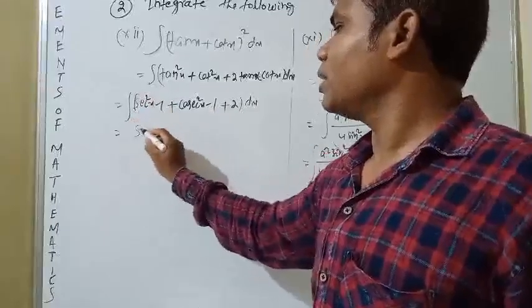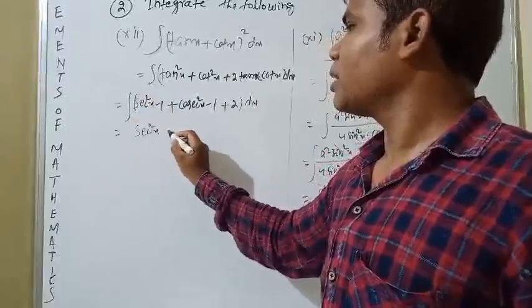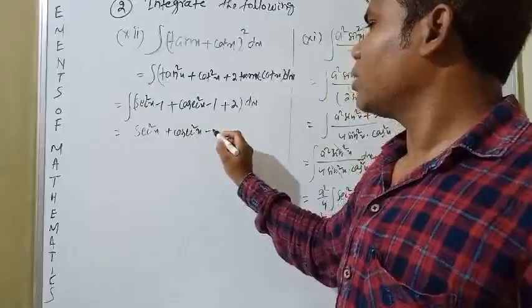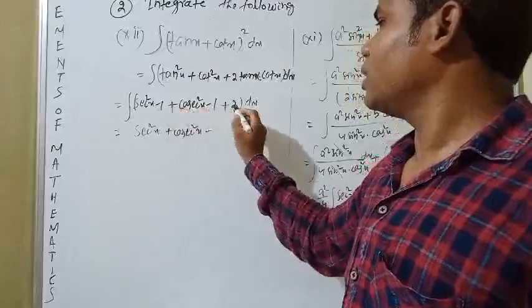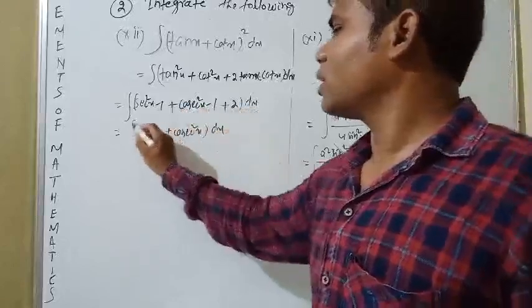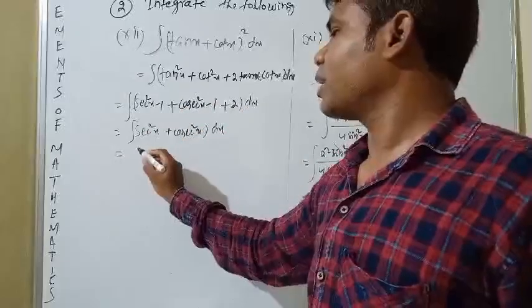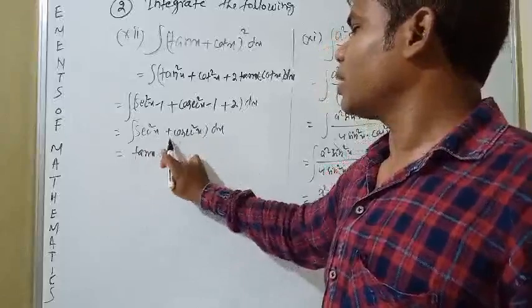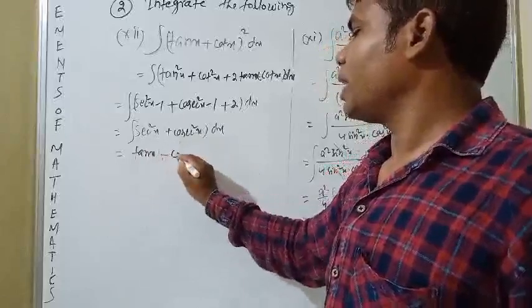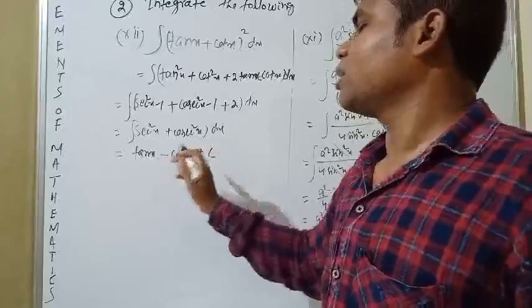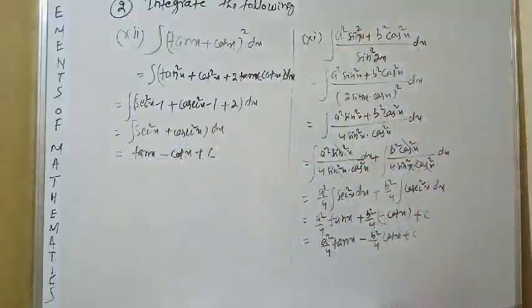Integration of this is how much? Sec²x + cosec²x, this minus 1 minus 1, these two will cancel out, only this dx. Integration of sec²x is tan x, integration of cosec²x is minus cot x plus c. Pause the video, note it down.